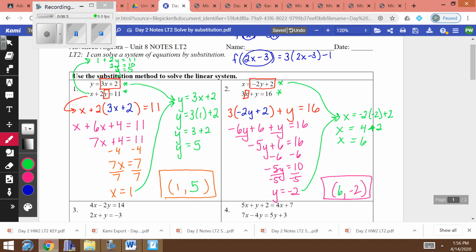One of the best things about this unit is that you can actually check your answers very easily. You can even check them in your head.